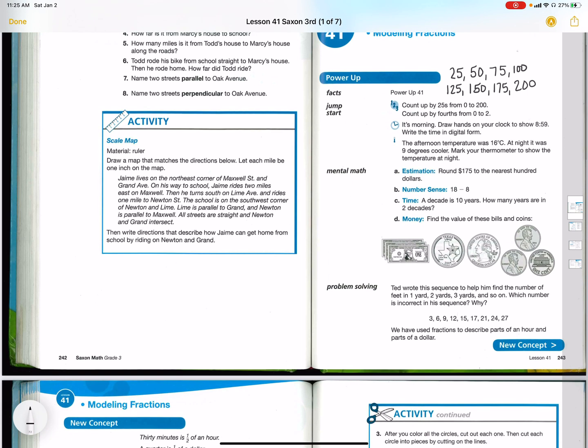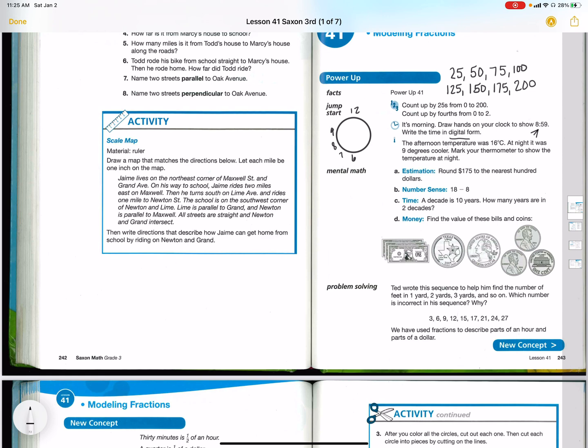It's morning. Draw hands on your clock to show 8:59. Write the time in digital form, which is kind of a silly question because they have shown us that right there. So there is my clock. I'm not going to fill this all out, but we know the top is 12 and the bottom is 6, so then I've got 7, 8.